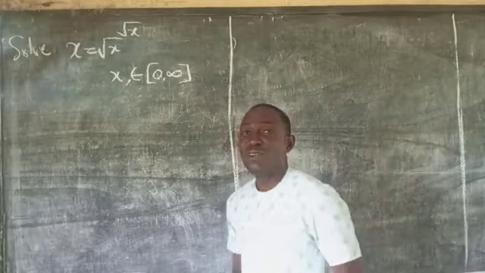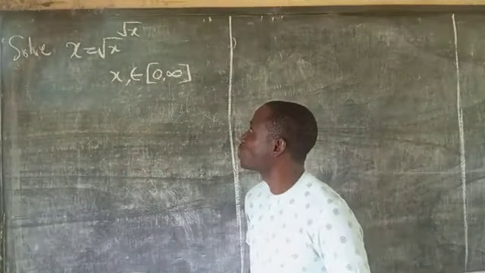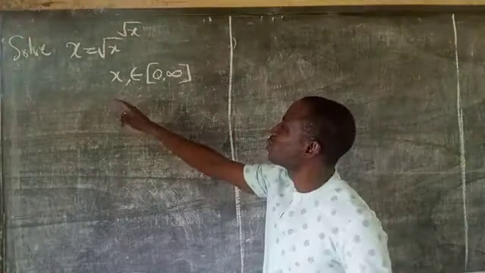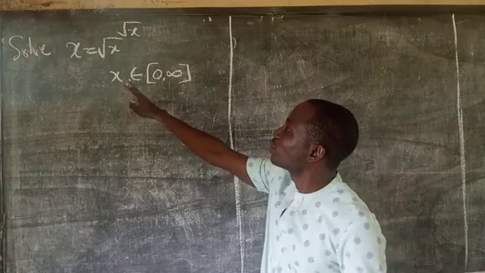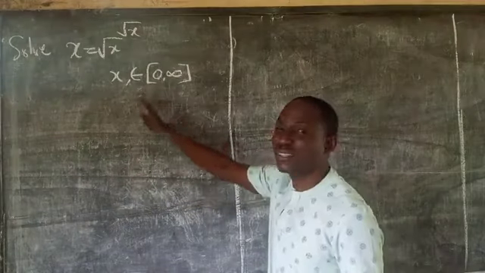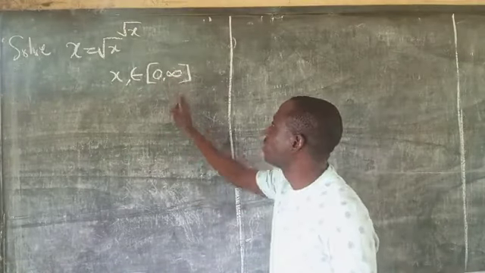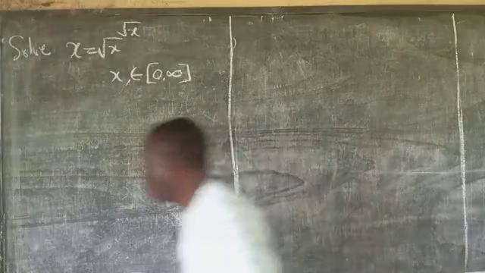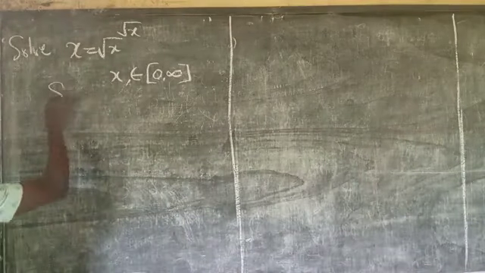Thank you for following. So today we have a particular question before us. We're asked to solve x equals the square root of x raised to the square root of x, with the value of x ranging between 0 and infinity. Okay, to tackle this we say solution.